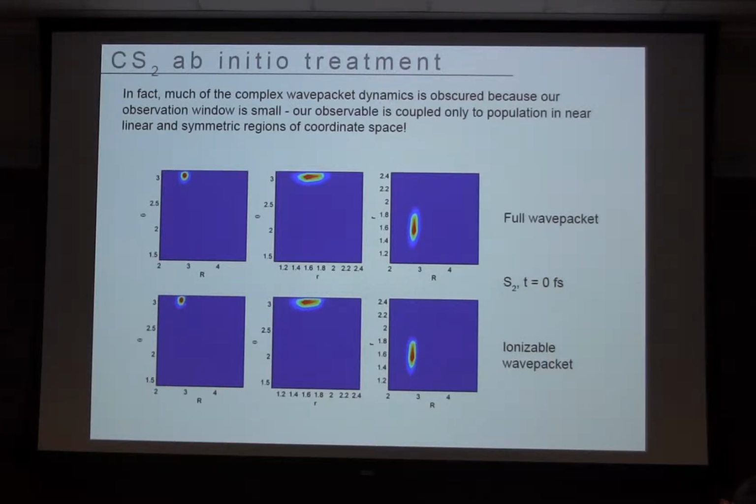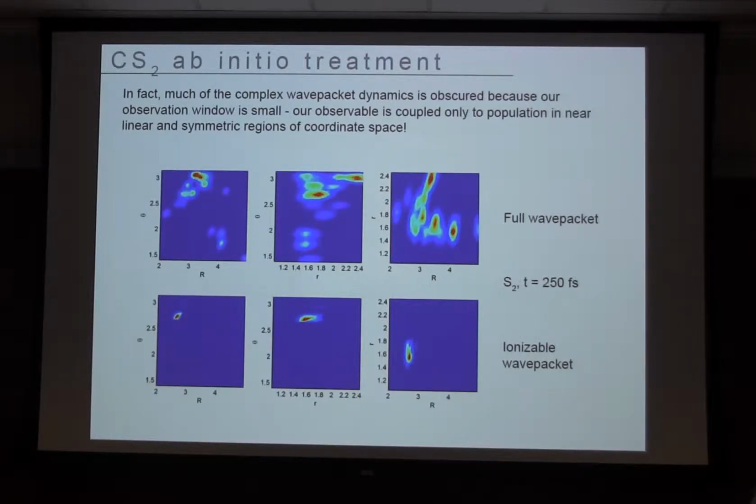So the first thing that we can do with this, and I'm going to be brief here because this was only from last week, is take the full wave packet and send it essentially through an ionization filter. We say we don't know anything about the ionization apart from what the instantaneous vertical ionization potential is. So let's filter the wave packet through that and see how much we can see. The top is showing the full wave packet on that initially prepared state, and this is how much we can ionize. So at time 0, that looks fine.